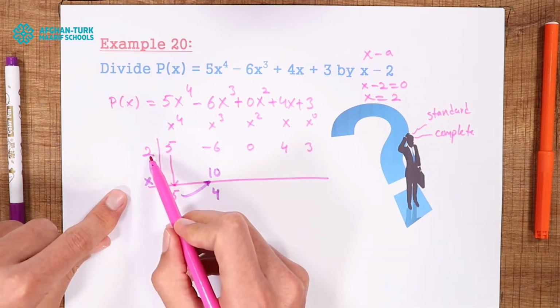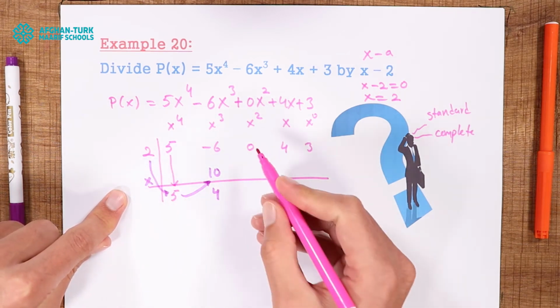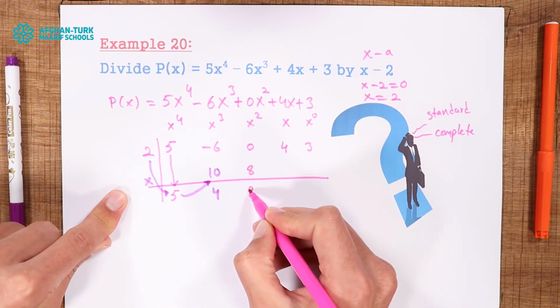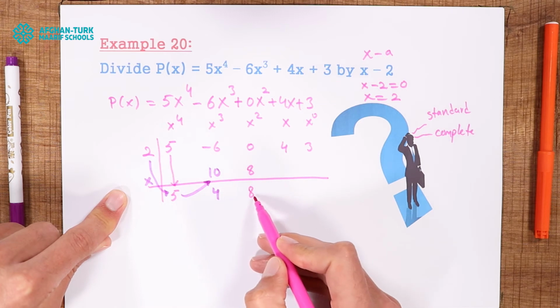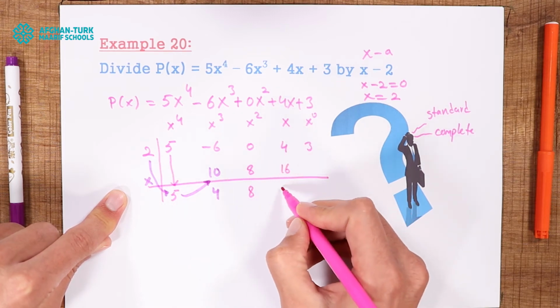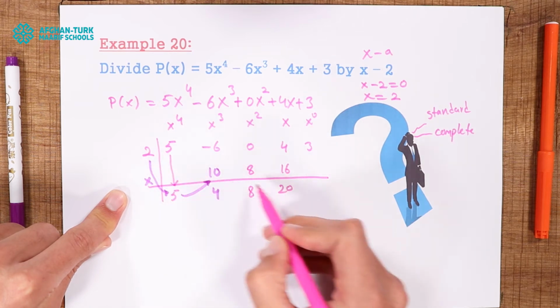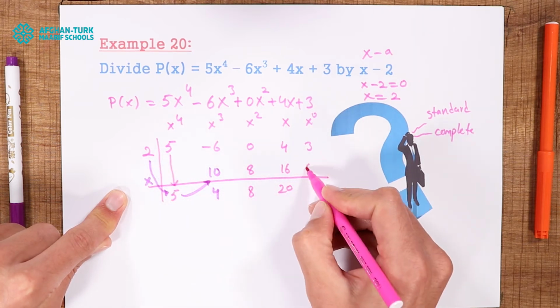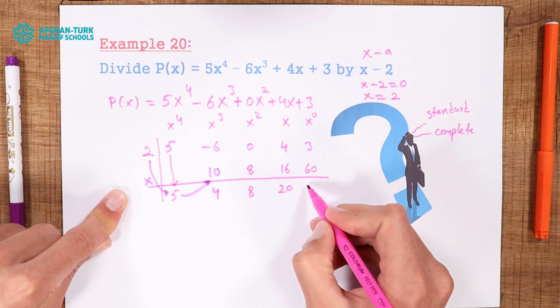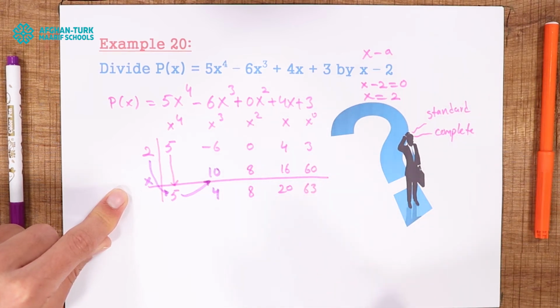So in here, you must also 2 times 4 is equal to 8. 0 plus 8 is 8. 2 times 8 is what? Is 16. 4 plus 16 is 20. After that, 2 times 20 is 40, right? 60 here, and 3 plus 60 is equal to 63.